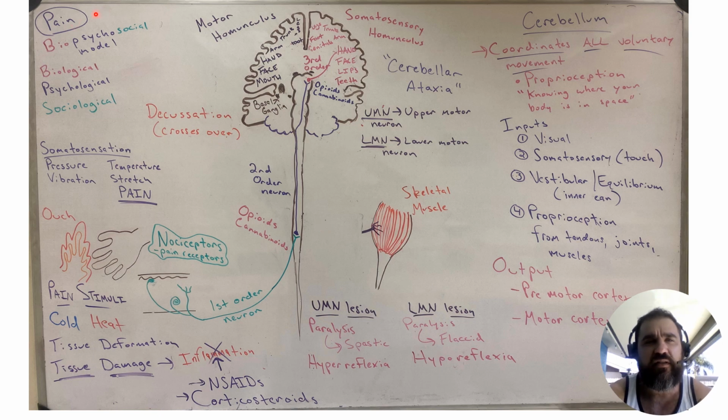Now, up here, just a side note about pain. So, pain, just for your own information, not testing purposes, but you're going to be nurses dealing with all these people in pain. So, pain, it's a biopsychosocial model. So, what a biopsychosocial model means is, of course, there's a biological aspect to pain. Okay, there's tissue injury, there's inflammation, whatever, tissue deformation. But there's also a psychological aspect of pain and a sociological aspect of pain. I explained this in class.